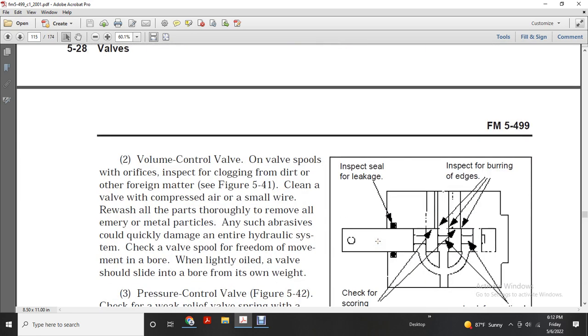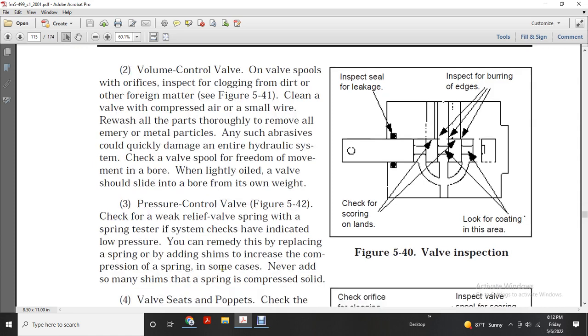2. Volume control valve. Check the valve and the smooth orifice, and inspect for clogging by dirt or foreign material. Figure 541. Clean the valve with compressed air and a small wire, and rewash all of the parts. Remove all metal particles and abrasive, since they can quickly damage the entire hydraulic system. Check the valve spool for freedom of movement in the bore. Lightly oiled, the valve should slide in the bore under its own weight.